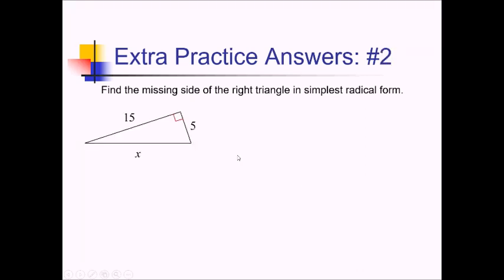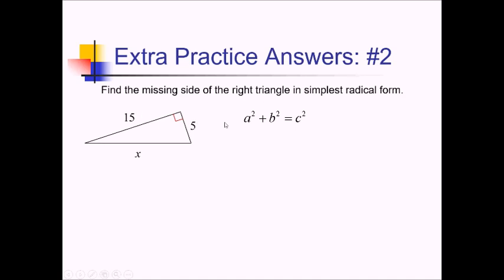For this problem, we're trying to find this missing side of the triangle. Since it's a right triangle and we already have two sides, we can use the Pythagorean Theorem. A squared plus b squared equals c squared. C is going to be the side across from the right angle. That's the x side here. That means a and b are going to be these other two sides.